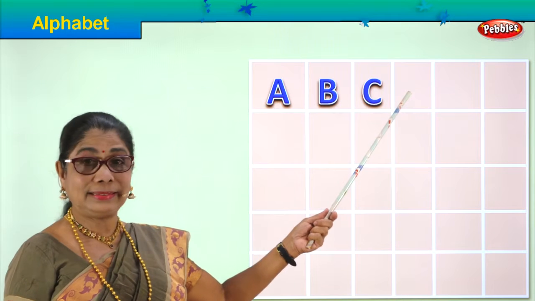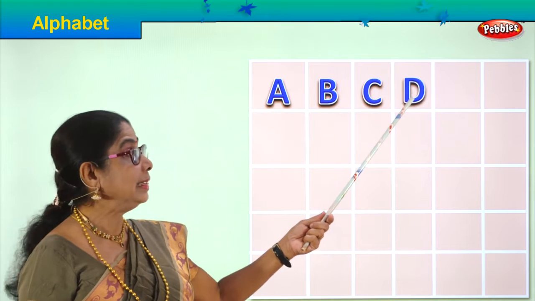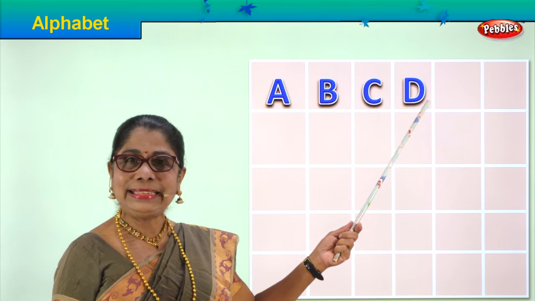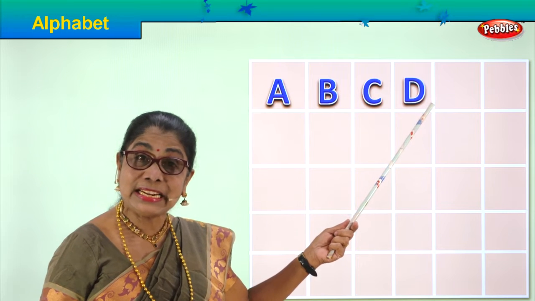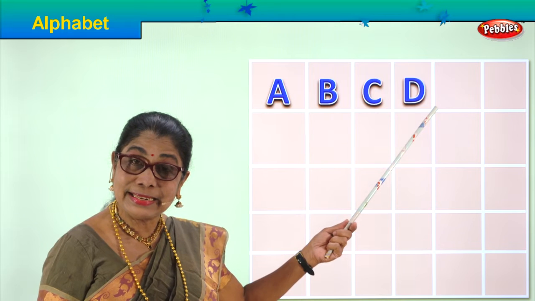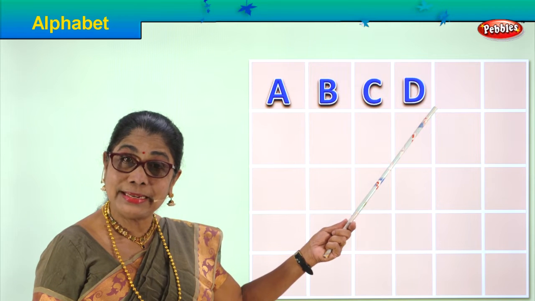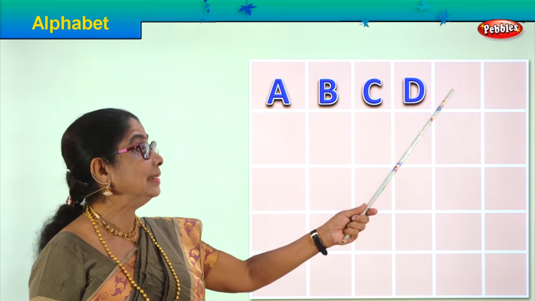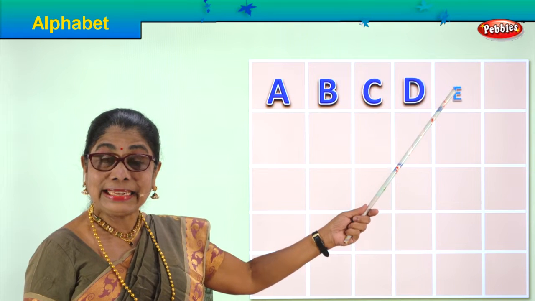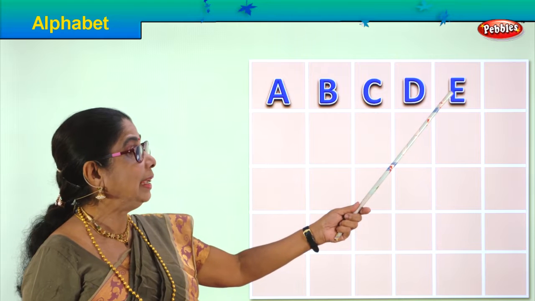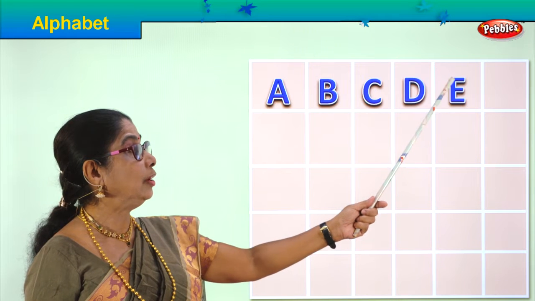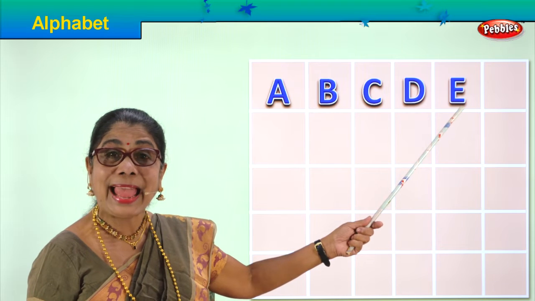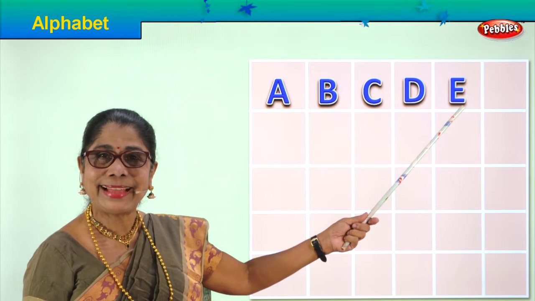The next letter, big capital letter, is D, letter D. And the sound of letter D is D. Dog. D. Good. And the next letter is letter E. Big letter E. See how beautiful it looks? Even to write it's very easy. Letter E, and the sound is E. Egg. E.